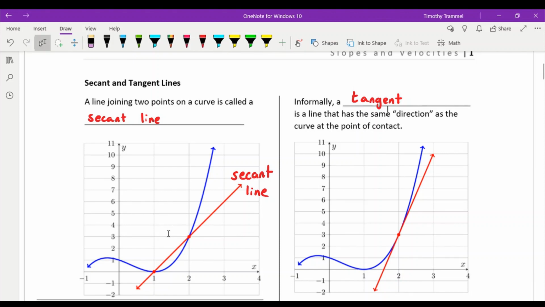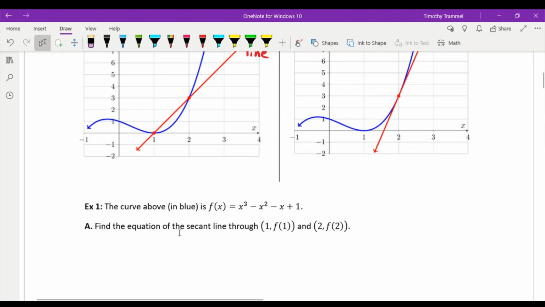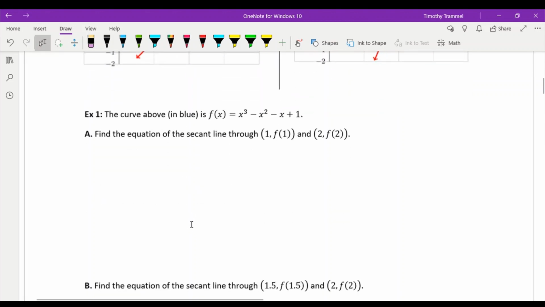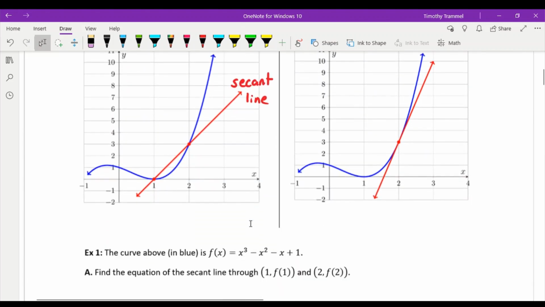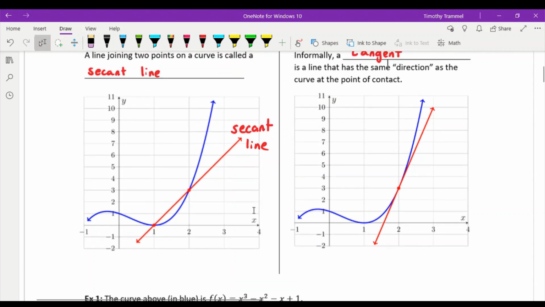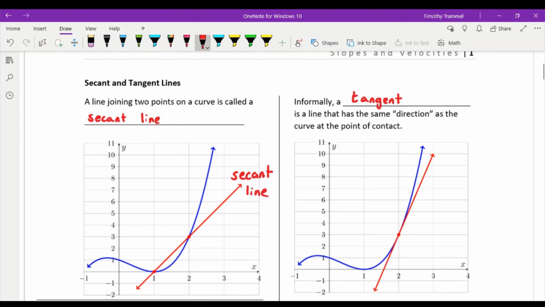Let's go ahead and move down, and what we're going to do is find the secant line through a bunch of different points, but we're going to observe what happens to these secant lines as we narrow our interval. But the thing that I do want us to see has to do with this tangent line. So I'm going to go ahead and write down this tangent line's equation. So it's y equals 7x minus 11.